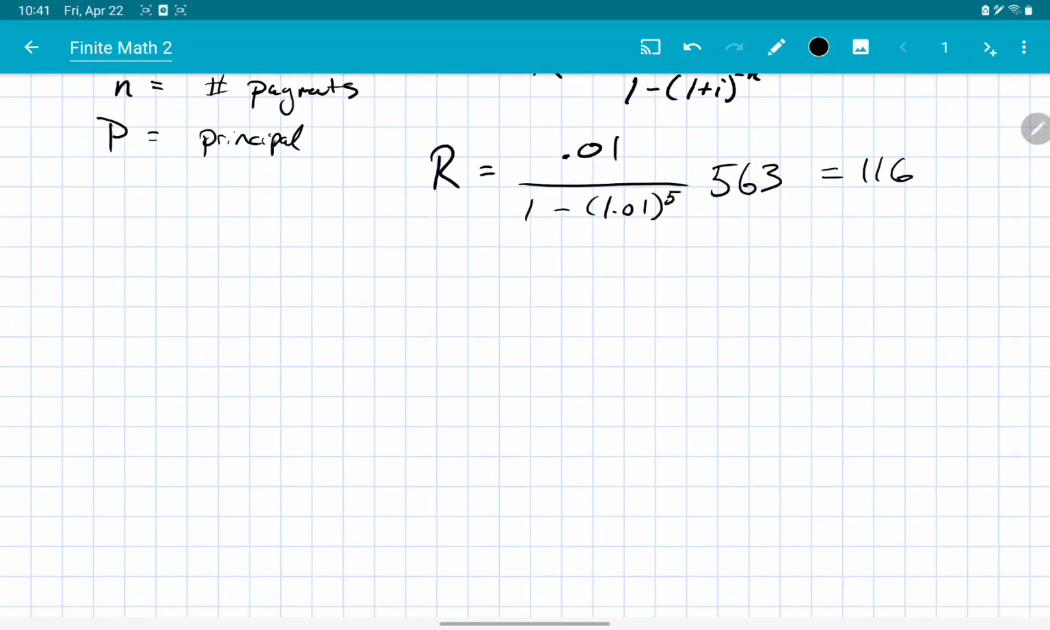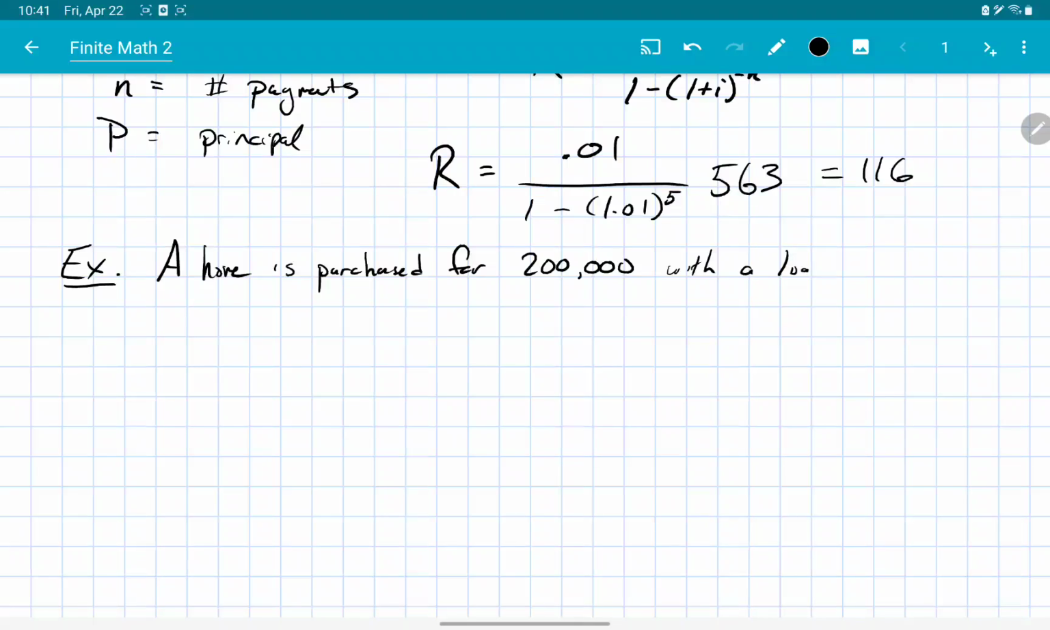Okay, the most common way that people engage with loans is paying, of course, for a house or an automobile, right, with equal monthly payments. So let's do a home mortgage example. A home is purchased for $200,000 with a loan of $160,000 and a down payment of $40,000. So a traditional 20% down payment, the way most home loans work.